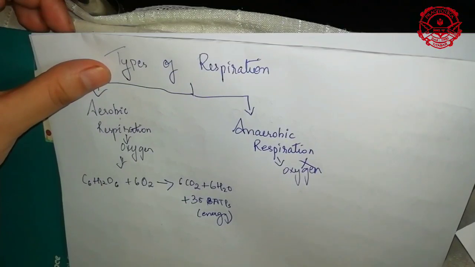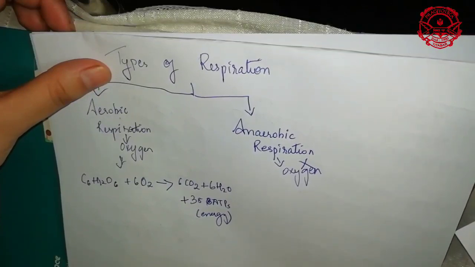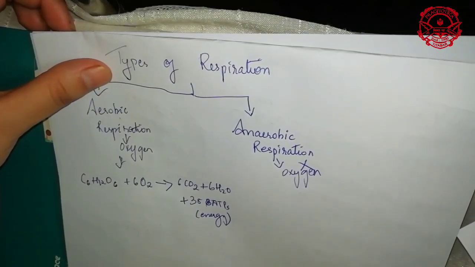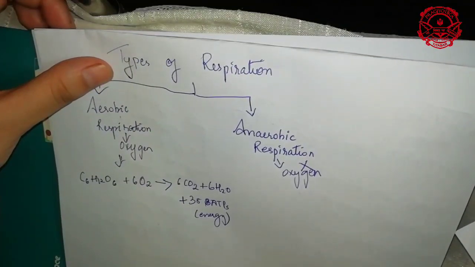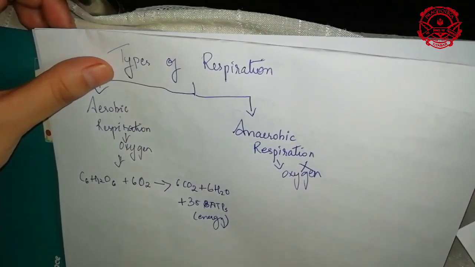So now you can see that plants and some animals respire in the presence of oxygen, which leads to the formation of carbon dioxide, water, and 38 ATP molecules. Okay. So now we'll move on to anaerobic respiration.